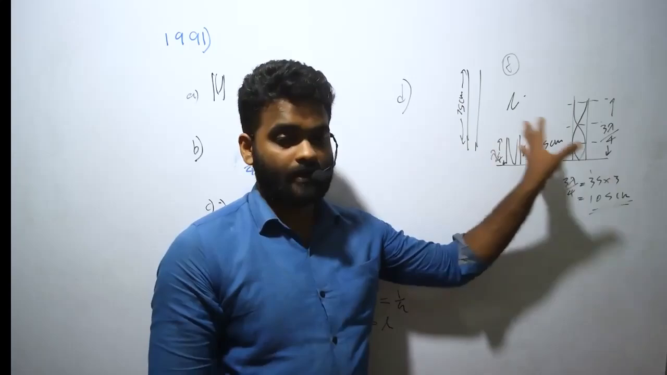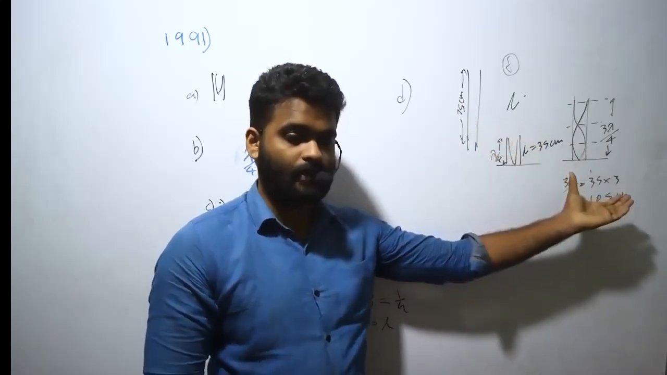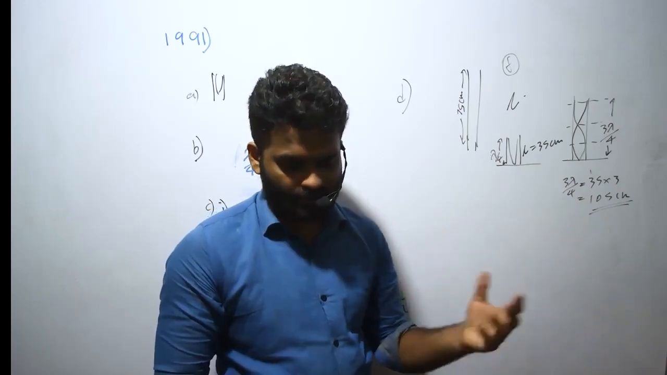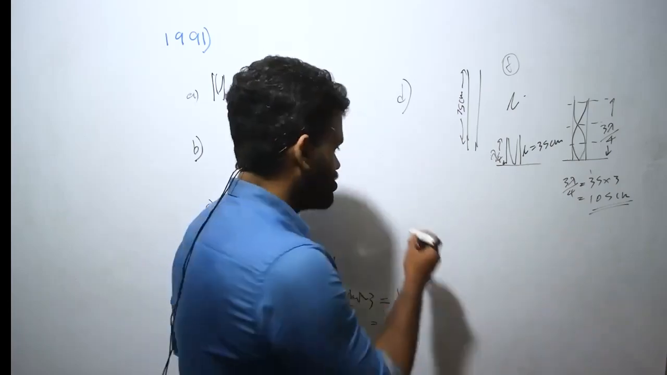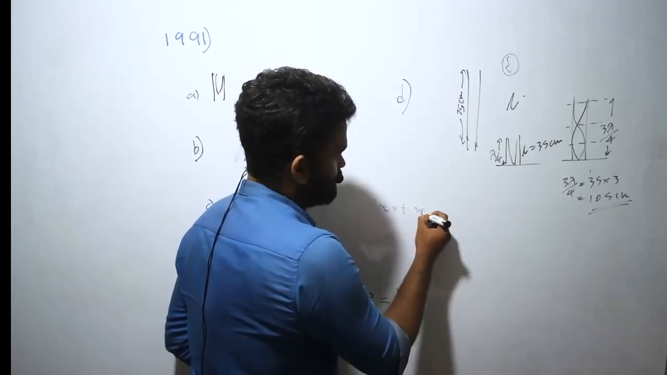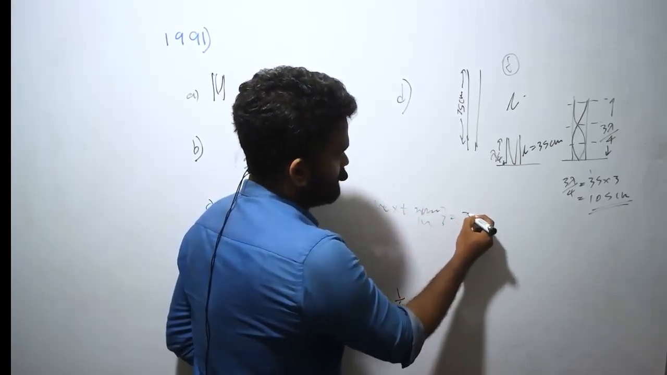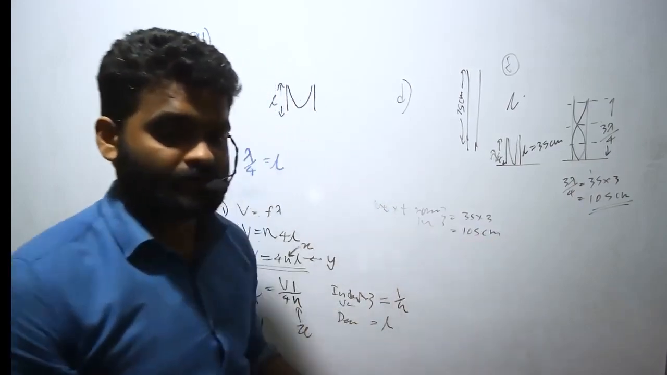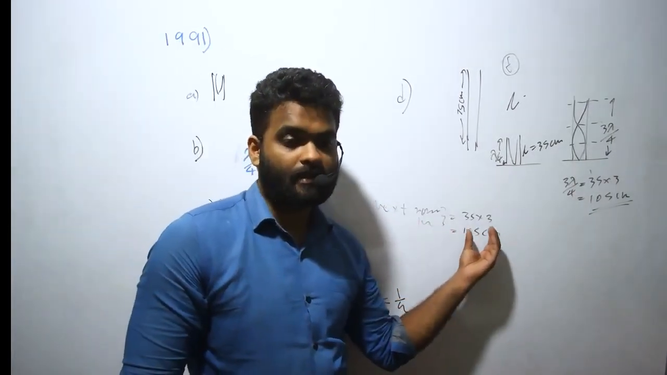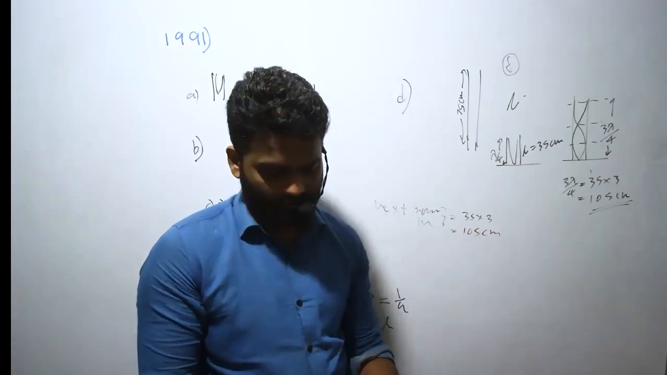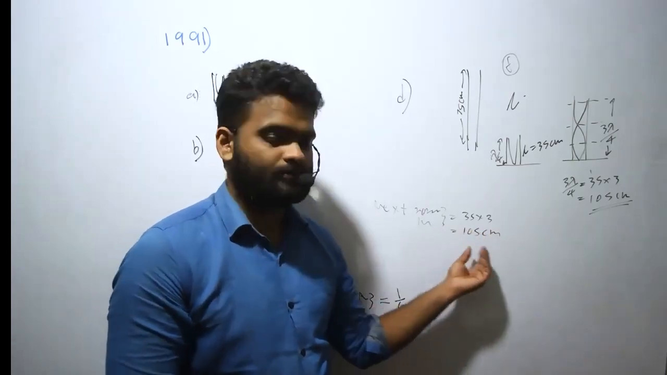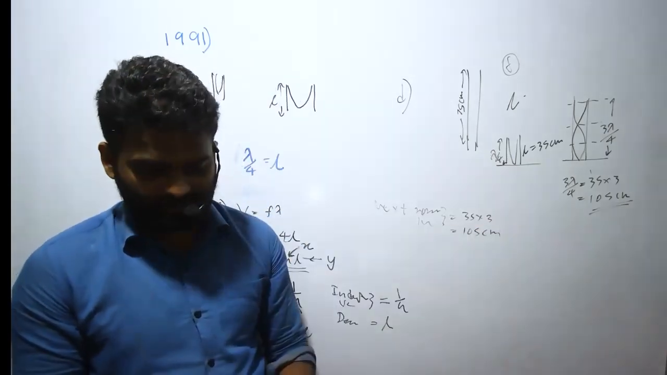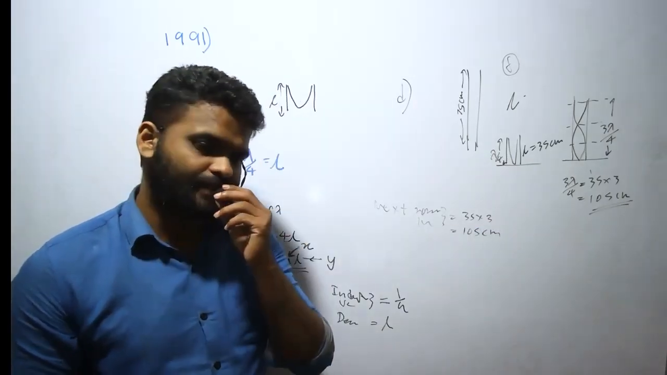You don't have to write all this. If you want for clarification, you can write. But for the answer, you can simply do this calculation and explain. You can write: next resonance length equals 35 times 3, 105 centimeters. Then you can write, therefore, it is not possible to obtain the next resonance length with this tube.